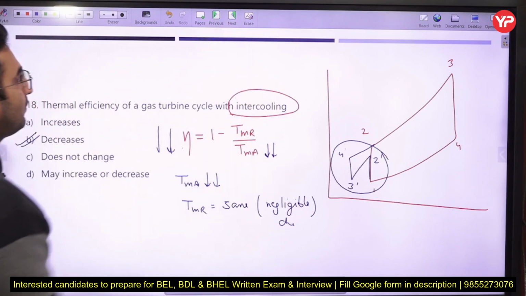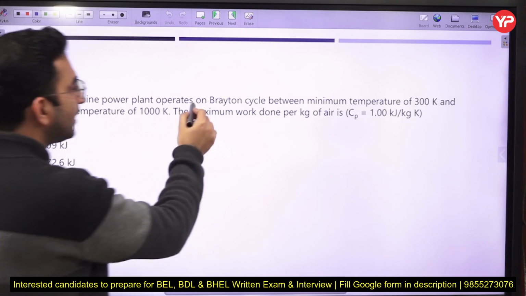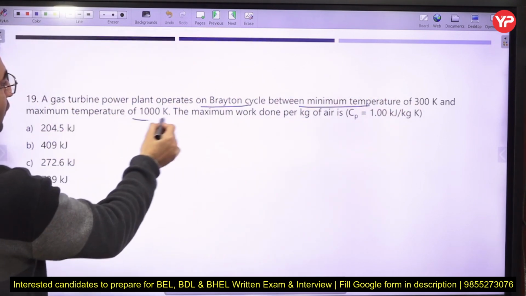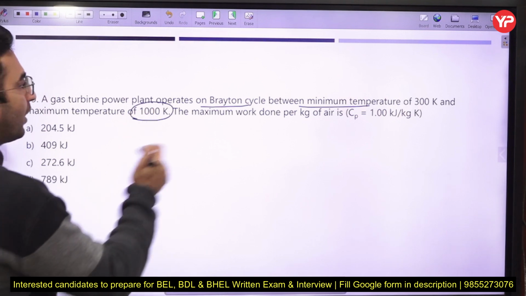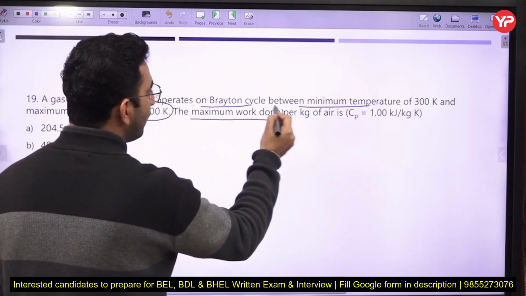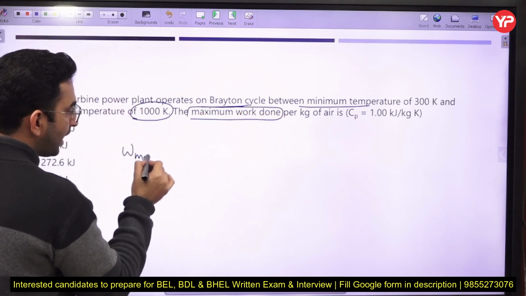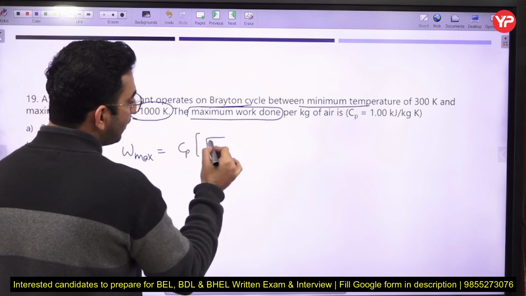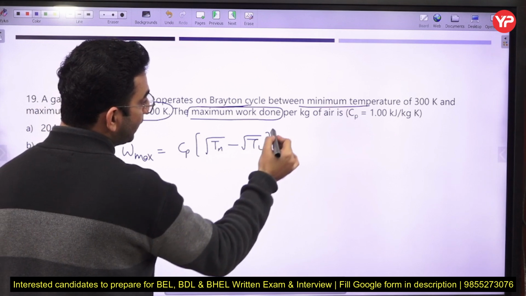Next part, the gas turbine power plant operates on a Brayton cycle between a minimum temperature of 300 Kelvin and a maximum temperature of 1000 Kelvin, and the maximum work done per kg of air will be. Here you have to calculate the value of the maximum work done. In the case of a gas turbine cycle or a Brayton cycle, the value of the maximum work done can be calculated by this formula.